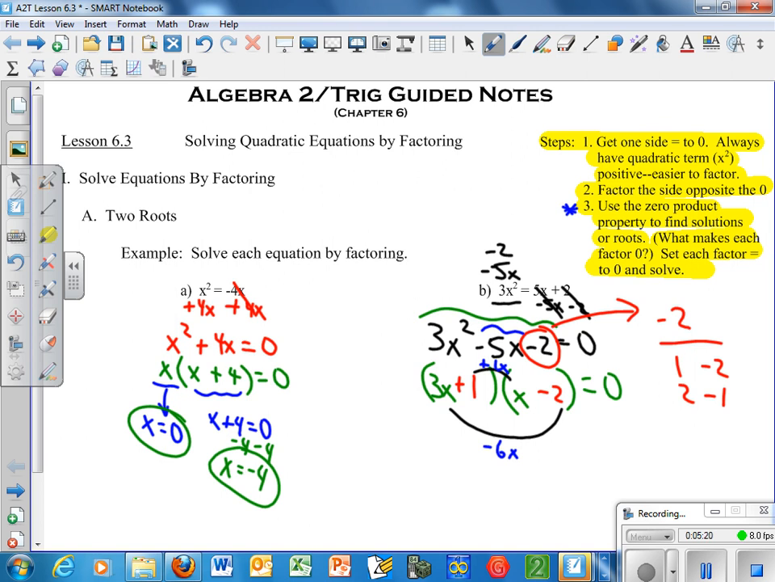If they wouldn't have worked, you would have had to switch the plus 1 and the minus 2, try and flip-flop them and see if that works. Just keep trying until it works. So there's how it factors.